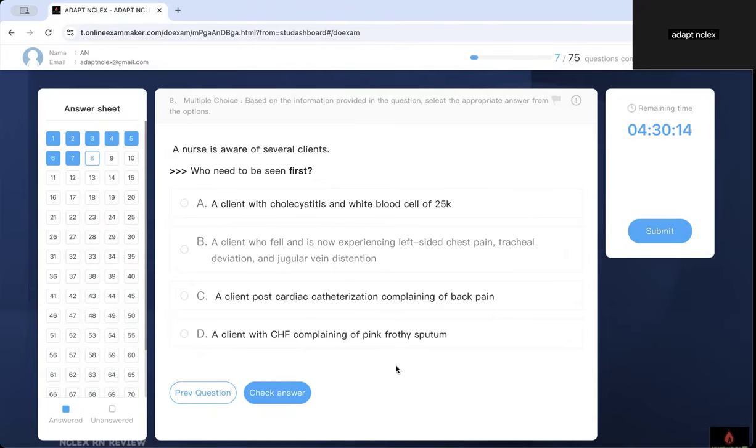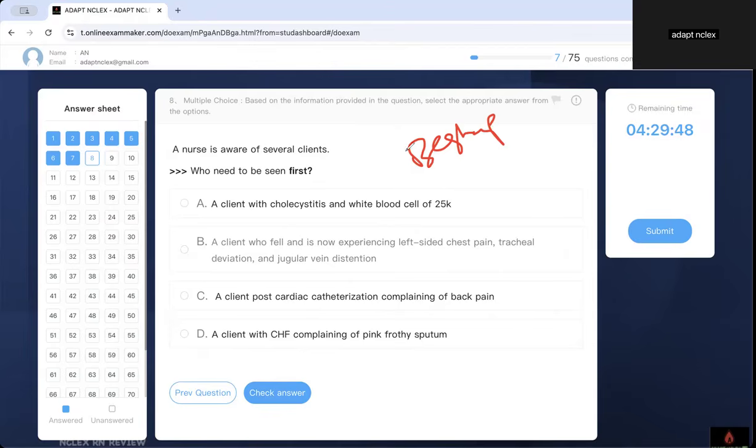Is complaining of back pain. CHF, he has what? Pink fluid sputum. Oh, that's a bunch of stuff going on. Which one would you pick? I want everybody to try. If you're watching this video after this, thank you for staying. But I want you to put your answer choice here. This is a good prioritization. I put it together so that you can know that we have to be sharp.